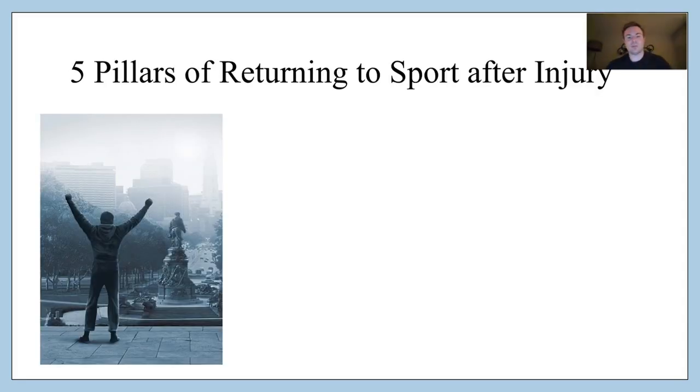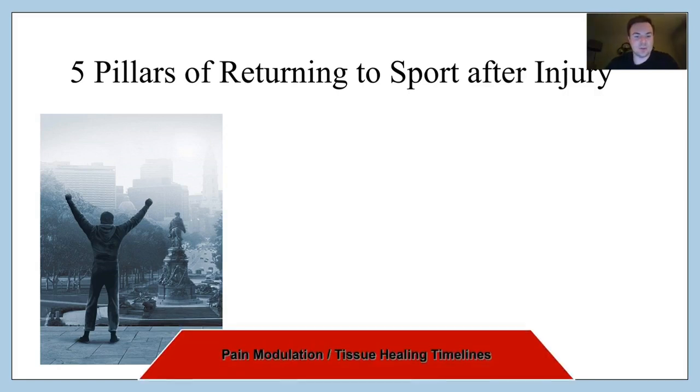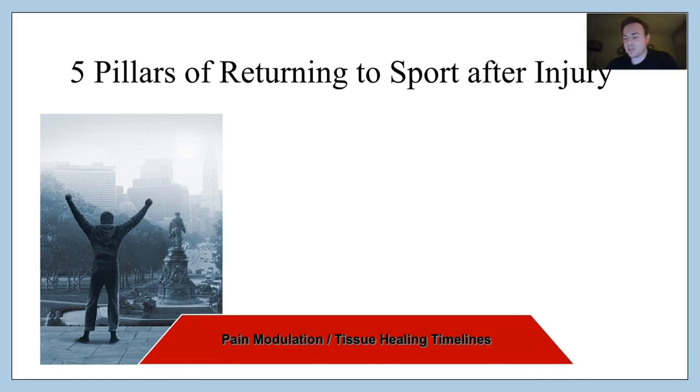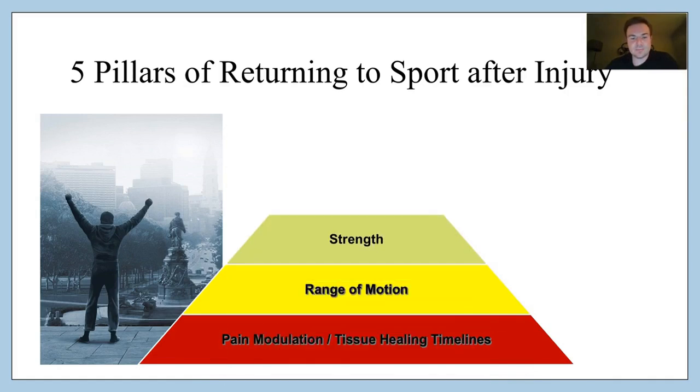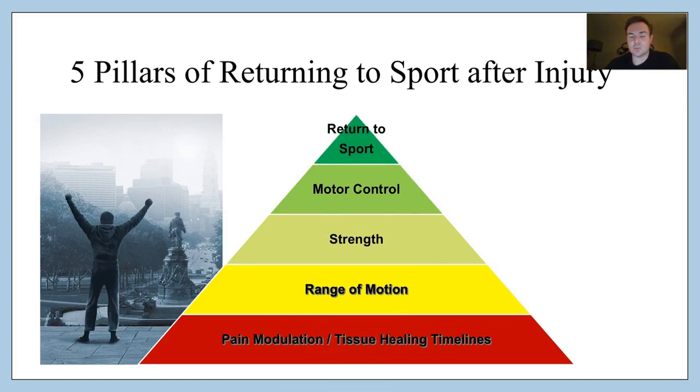So what are the 5 pillars of returning to sport after injury? And this is just a general consensus, a general pyramid. So you have the base of the pyramid, which is phase 1, your pain modulation and tissue healing timelines, and you have those principles nailed down. Your range of motion comes next. Strength follows that. Motor control follows that. Motor control I like to think of as a combination of strength within a range of motion, so you need those other two before you can get to motor control. And then finally, return to sport testing.